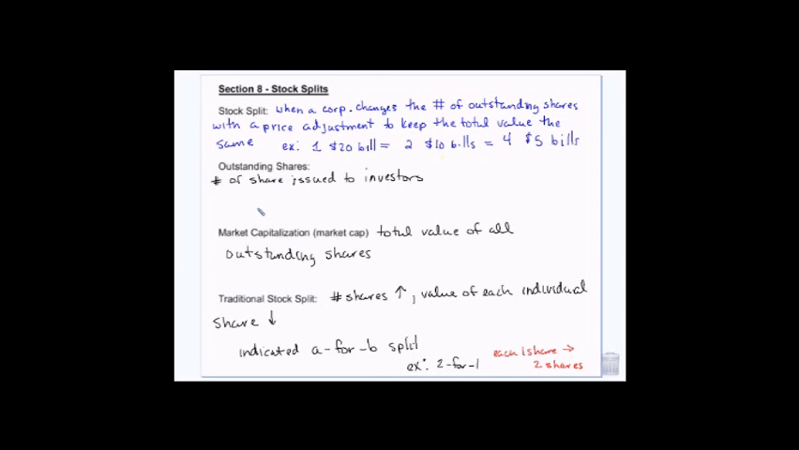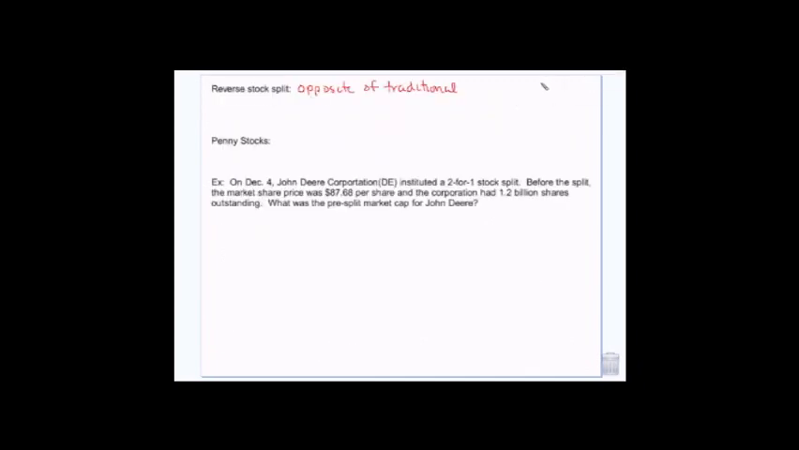So you doubled your shares? Doubled my shares, but the value stays the same. Like our $20 bill, let's say I had one single $20 stock, and they did a 2-for-1 split, I now have 2 $10 stocks. My numbers are increasing, but my value has stayed the same. The number of shares goes up and the value of each individual share comes down.